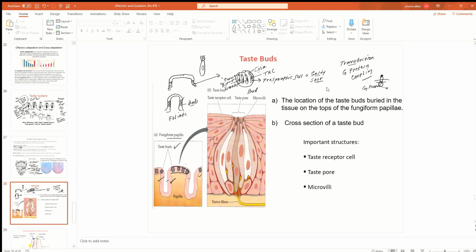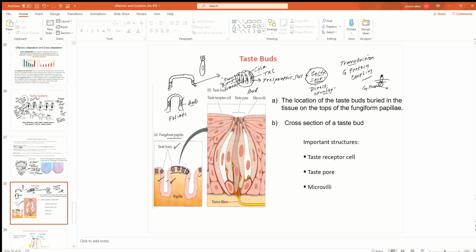And in case of presynaptic, salty and sour, these signal molecules directly open the ion channels. They don't go through second messenger or G protein activation. They directly get attached to the channels and open them. So these two are direct opening of the channels. So that's how inside the taste bud the cells are located.